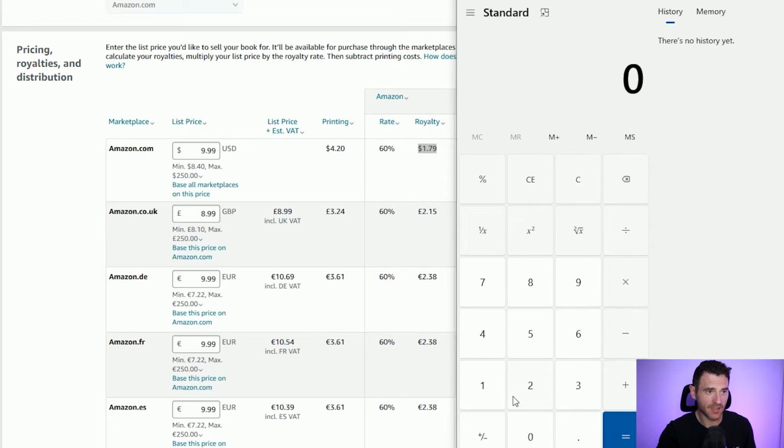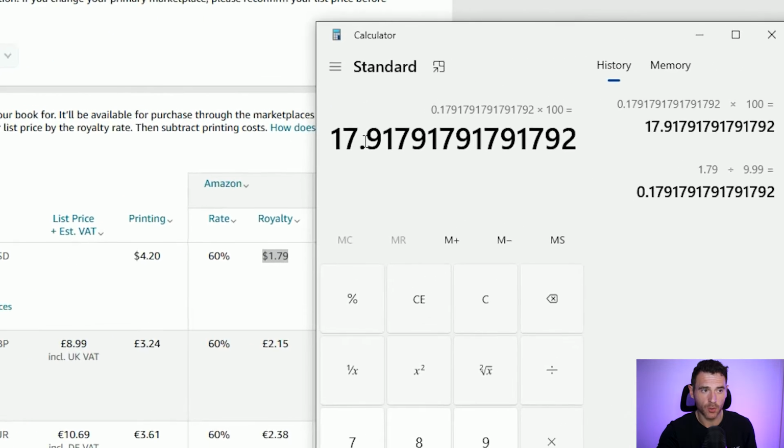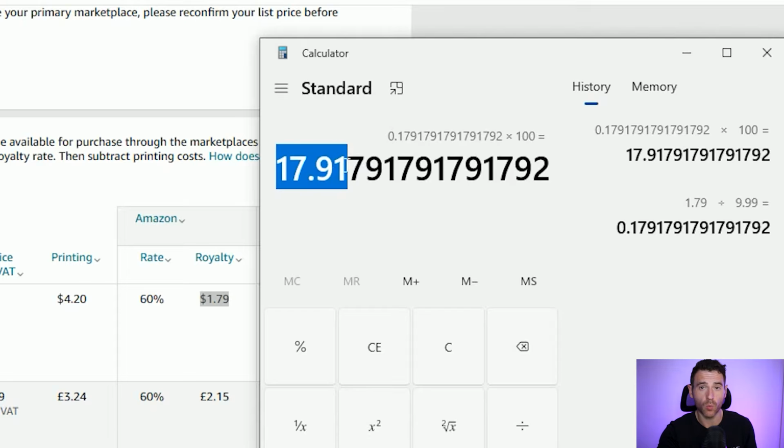And to figure out what my break-even ACOS is, you just divide the royalty by the list price. So if we get up a calculator here, we do $1.79 divided by $9.99. And then we times it by 100 to get a percentage. So our break-even ACOS on this book is 17.91% in the US marketplace. So if you're selling across multiple marketplaces, it will be important to do this for all of your marketplaces, but that break-even ACOS is just a great figure to know.